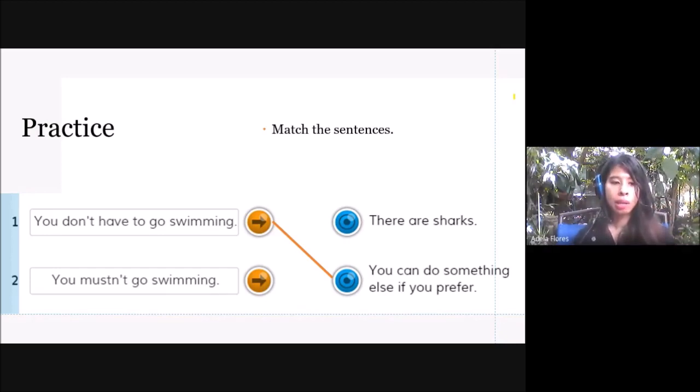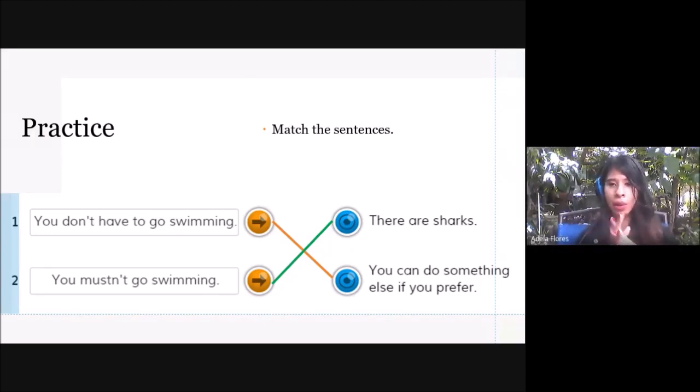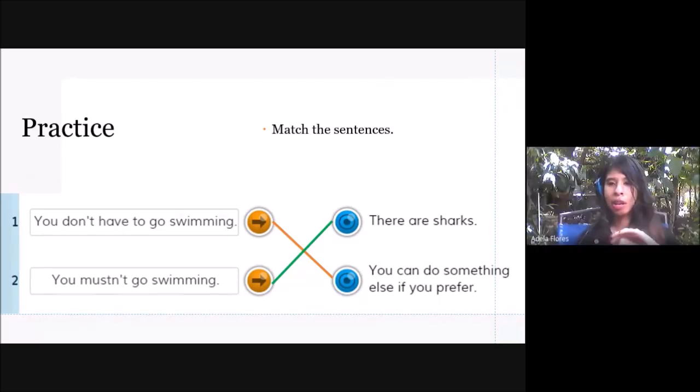Okay. So when I say you mustn't go swimming, the answer would be: there are sharks. Do you understand the word sharks? Do you know the meaning? Tiburones. Perfect. So shark, es tiburones, como la canción que había salido de Baby Shark, de bebé tiburón.